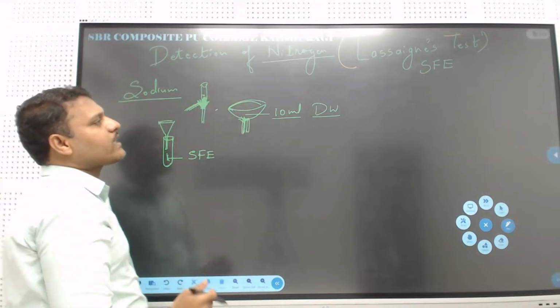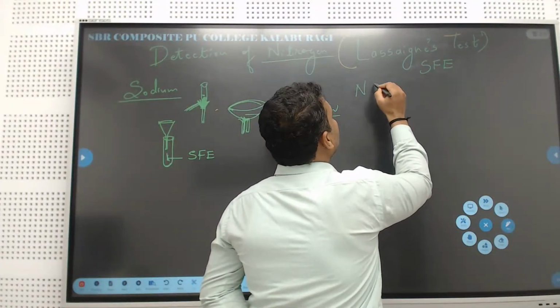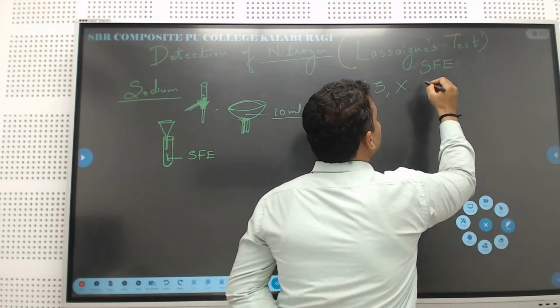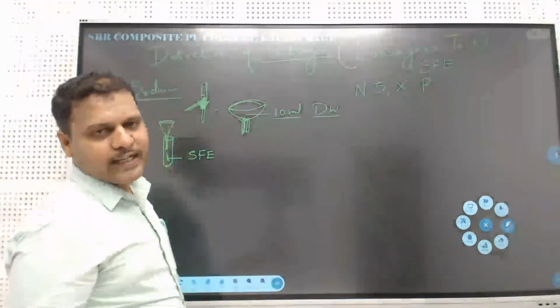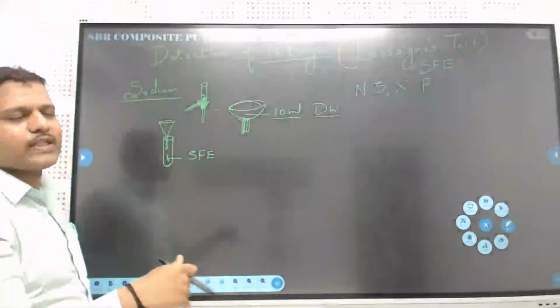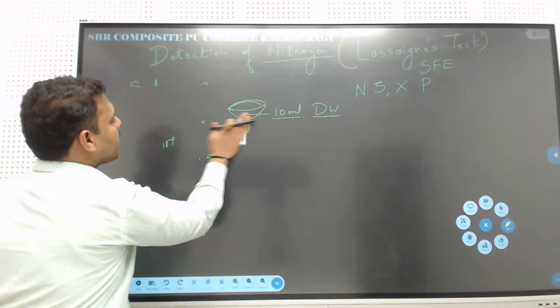Now, this extract is used for detection of not only nitrogen but also sulfur, halogen, and lastly phosphorus. We can divide the Lassaigne's extract into different portions so that we can complete the tests one by one.